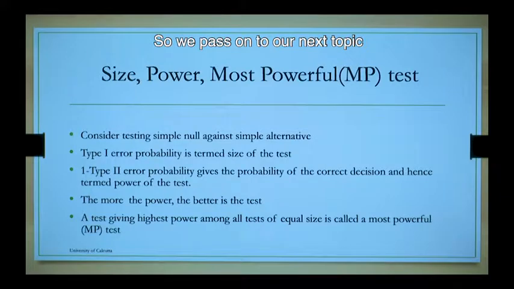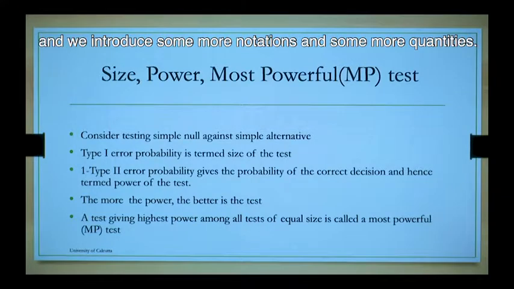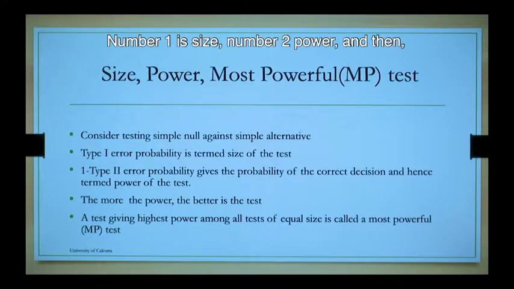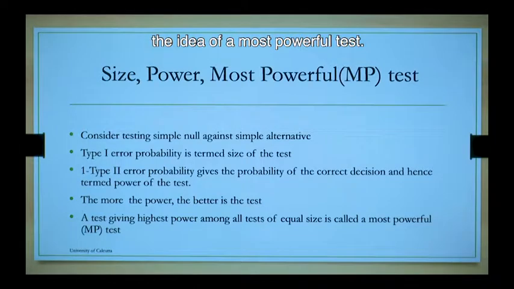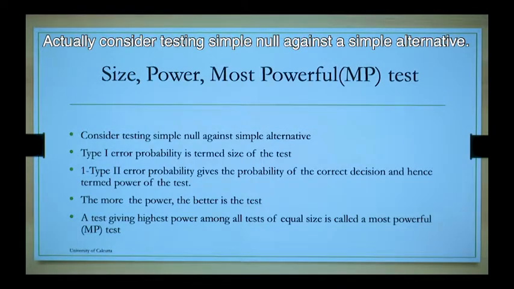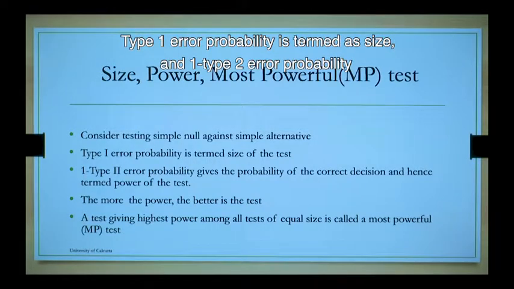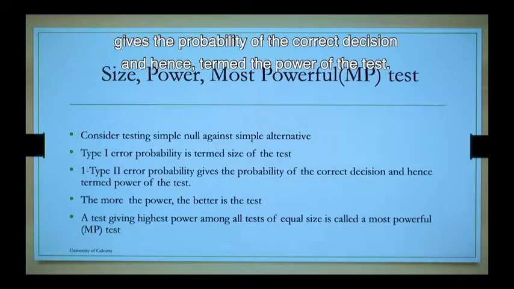So, we pass on to our next topic, and we introduce some more notations and some more quantities. Number 1 is size, number 2 is power, and then the idea of a most powerful test. Actually, consider testing a simple null against a simple alternative. Type 1 error probability is termed size, and 1 minus type 2 error probability gives the probability of the correct decision and hence is termed the power of the test.